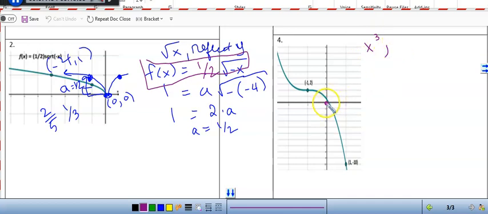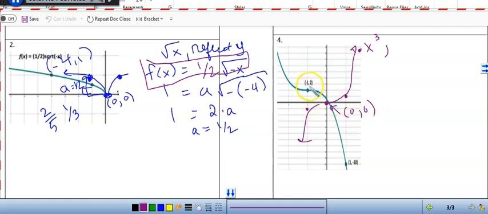So the cubic function has 0, 0 as one of its points. 1 cubed is 1. Negative 1 cubed is negative 1. 2 cubed is 8. And then negative 2 cubed is negative 8. So if you connect those dots, it looks something kind of like that. So what I'll do is I'll take this point right here, which is sitting at the origin, and I'll use that to figure out how much it moved left or right and up and down.